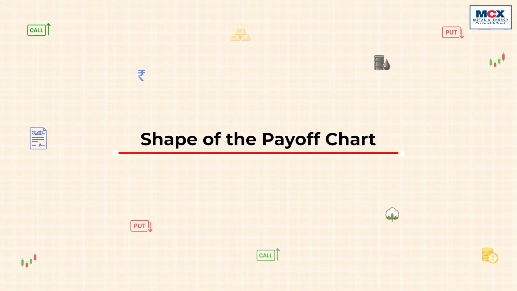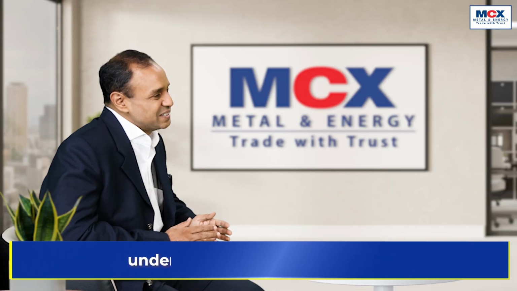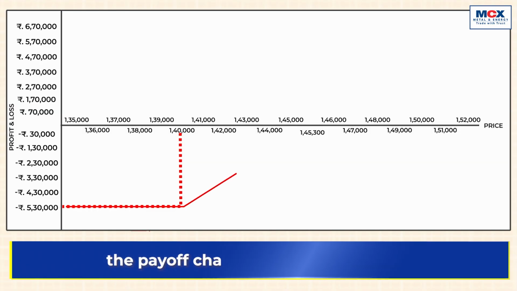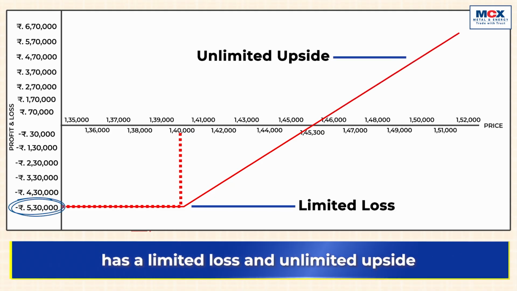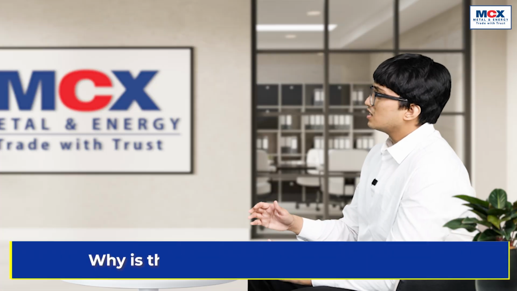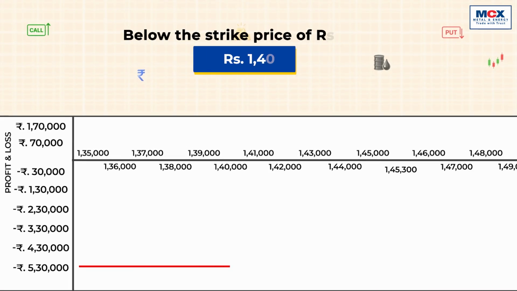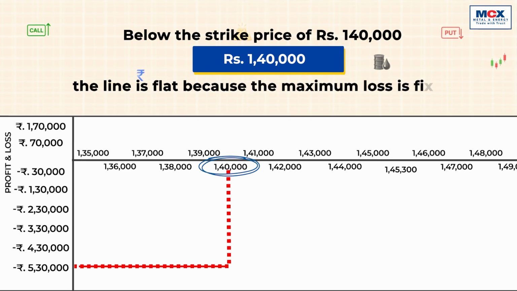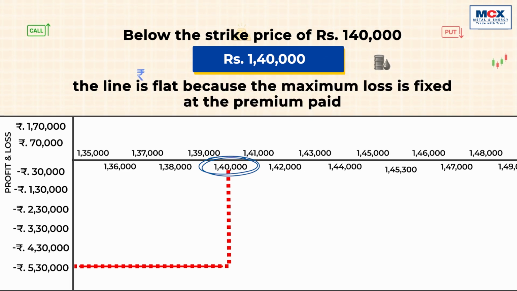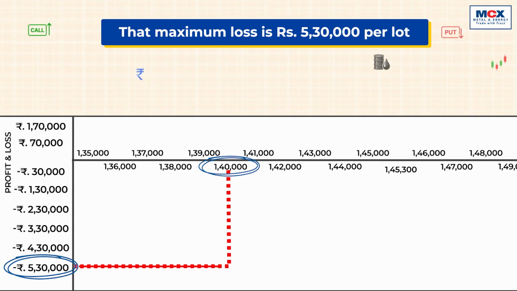Shape of the payoff chart. Let's see how the shape of the payoff chart helps us understand the price movement. As we can see, the payoff chart for a long call option has limited loss and unlimited upside. Why is the line flat below the strike price? Below the strike price of Rs 1,40,000, the line is flat because the maximum loss is fixed at the premium paid. That maximum loss is Rs 5,30,000 per lot.